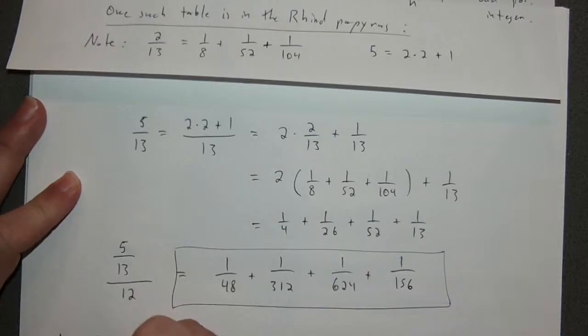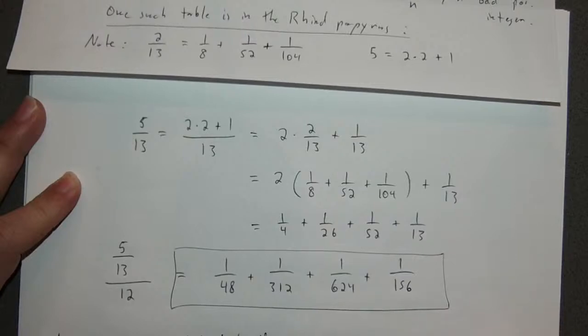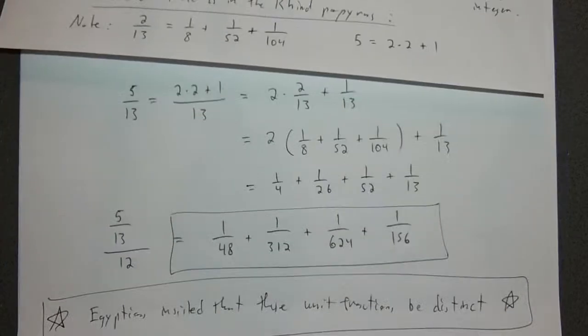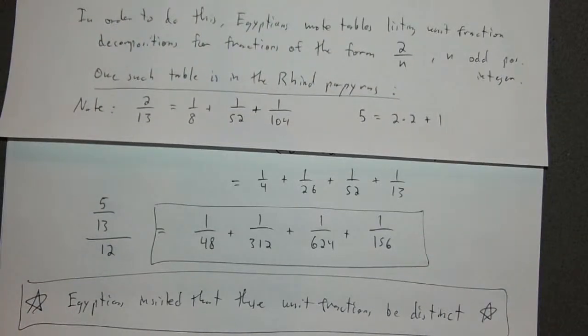Egyptians insisted that these unit fractions be distinct. That's the reason why. Sorry if I didn't say that when I first stated it, but they actually insisted that these things be distinct. So it wasn't enough to just list each of these fractions as a copy of the same unit fraction. No, they wanted all these fractions to be distinct.